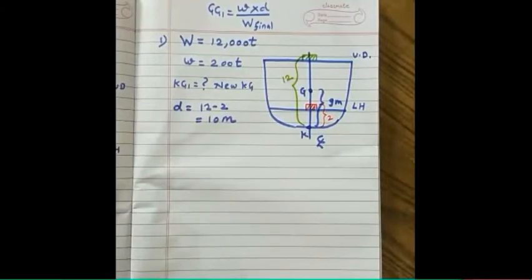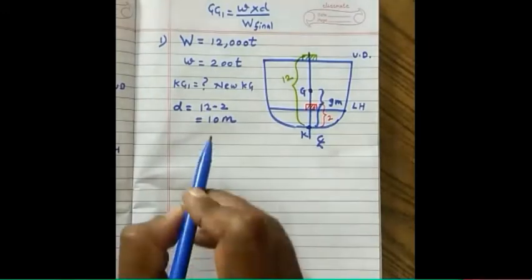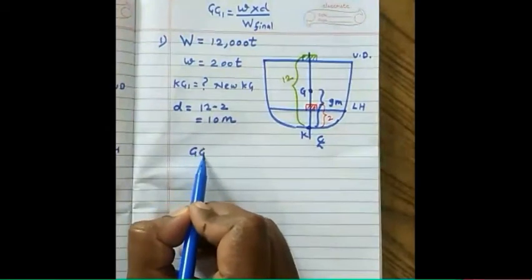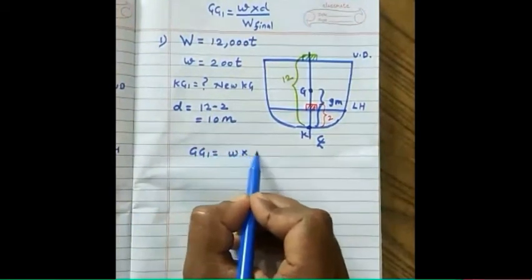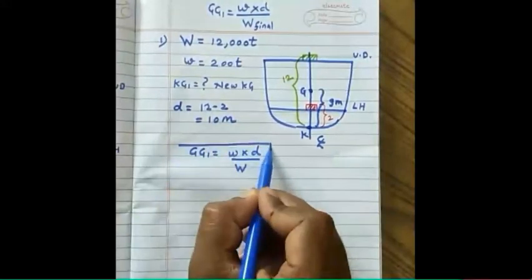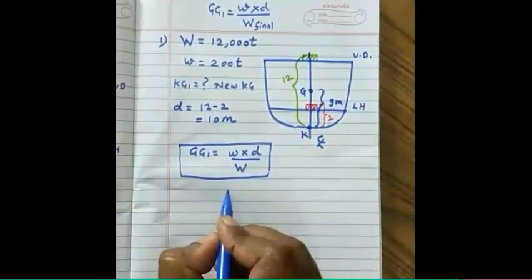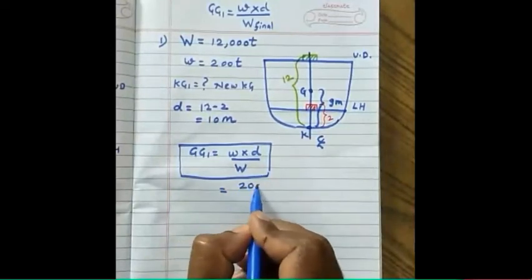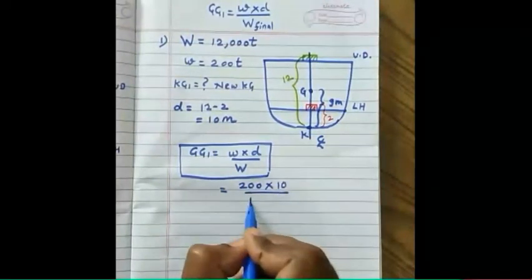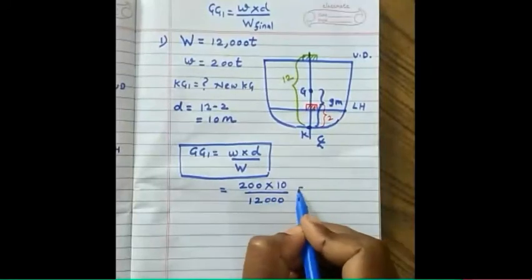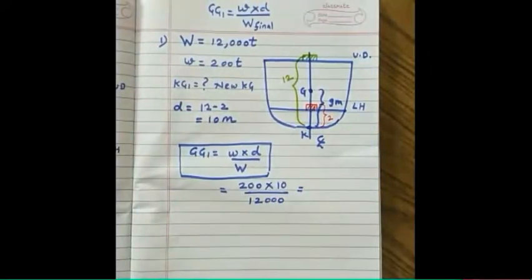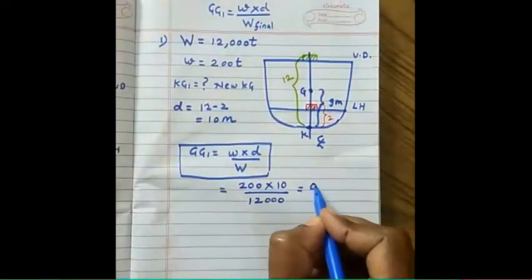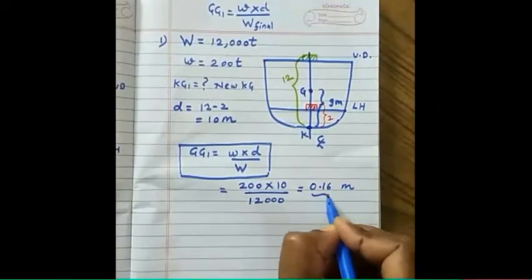Now the distance value you should get from the diagram. That is the best easy way rather than thinking what you are doing in the problem, right? So distance I got, W I got, capital W. So I can find GG1 over here. GG1 is how much shifted. It is w into d upon capital W. So I'll substitute the value. 200 multiplied by distance of 10 meter, displacement is 12,000. So how much is my shift in center of gravity? 200 multiplied by 10 divided by 12,000. 1 by 6. Yes, 0.16 meter.